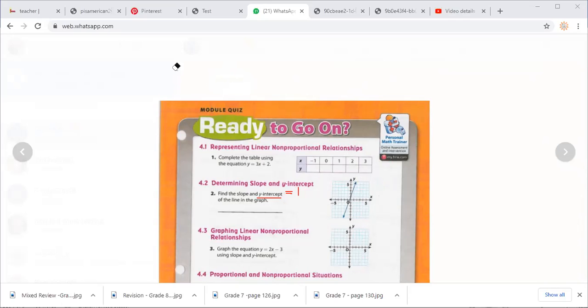If it looks like the tick, which means it's rising to the right side, it will be positive. If it falls down from the top till down, it will be negative. This was your question, Fadia? Yes. Okay, thank you. Let's continue. Does anyone have any question before we continue?